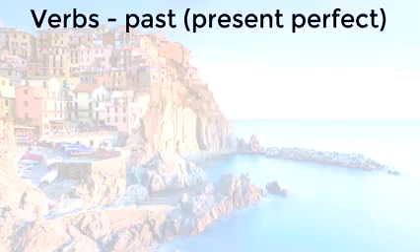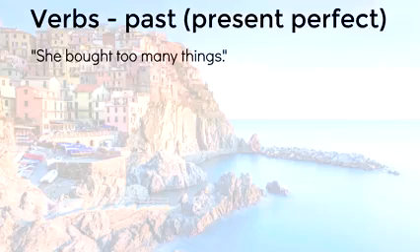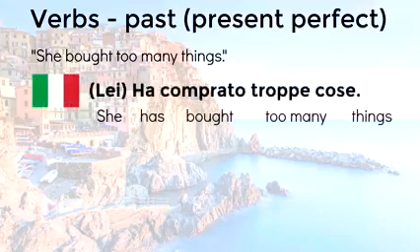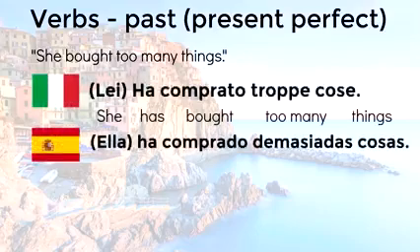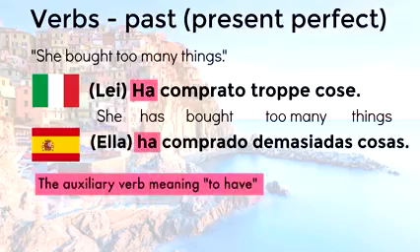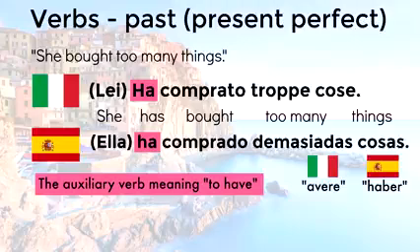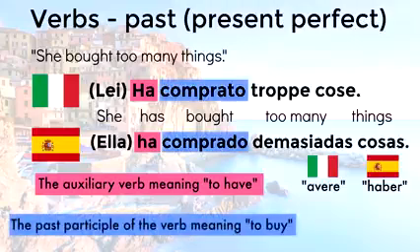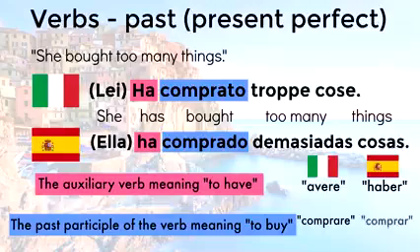Now let's look at a sentence in the past, in the present perfect to be precise. This sentence means she bought too many things. In Italian, lei ha comprato troppe cose. And in Spanish, ella ha comprado demasiadas cosas. The present perfect tense is formed the same way in both languages. First, here is the auxiliary verb meaning to have, avere in Italian, haber in Spanish. That's followed by the past participle of the verb meaning to buy, comprare in Italian, and comprar in Spanish.